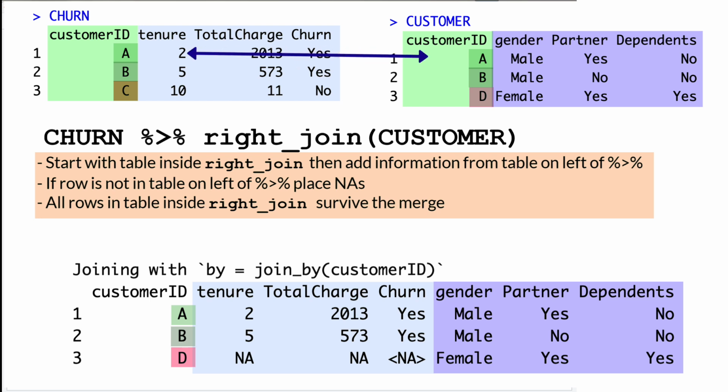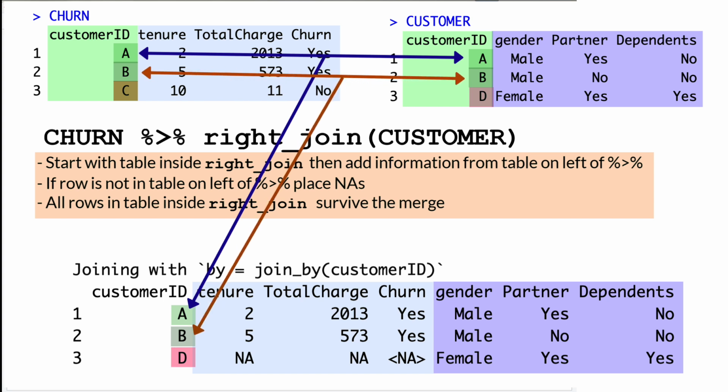So we have information on A and B in common between churn and customer. Customer has ID D, but D does not exist in churn, so their tenure and their total charge and their churn status are going to be replaced with just NAs because we couldn't find a match.